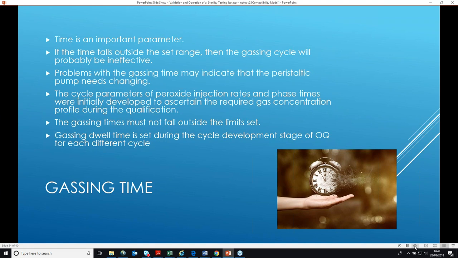To do so would create a risk that a blockage in relation to pump delivery has occurred, or that the incorrect volume of hydrogen peroxide has been used. In such an event, that cycle would be rejected and investigated. And again, gassing dwell time is set during the cycle development phase, and it's a very, very important measure to assess every time the isolator is decontaminated.